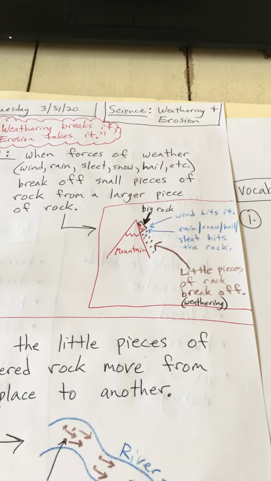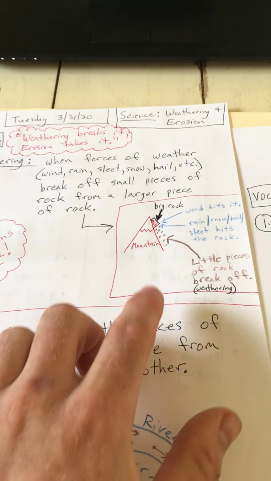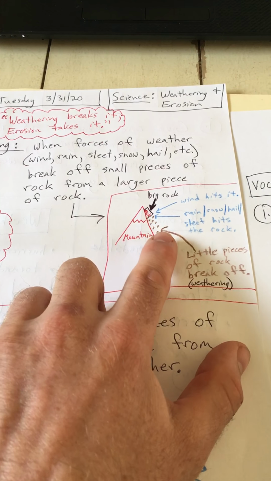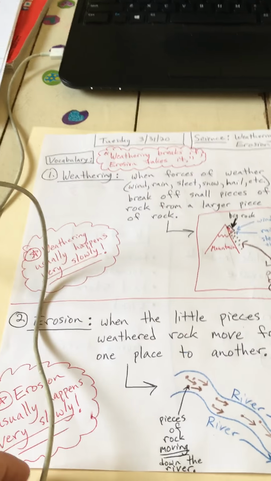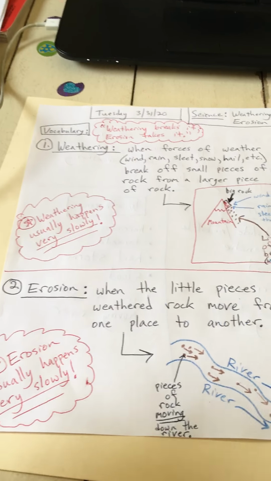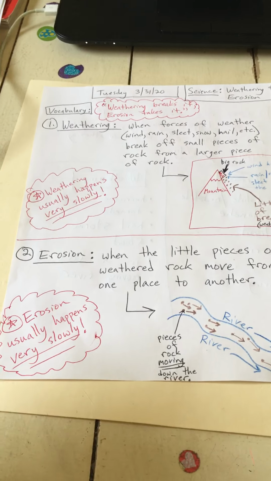We'll talk about it again in a minute, so I'm not going to go through that right now. But basically, weathering breaks off those little pieces of rock. That is what weathering is, the breaking off of those pieces. Okay, so weather causes them to break, so weathering is what caused them to break off.